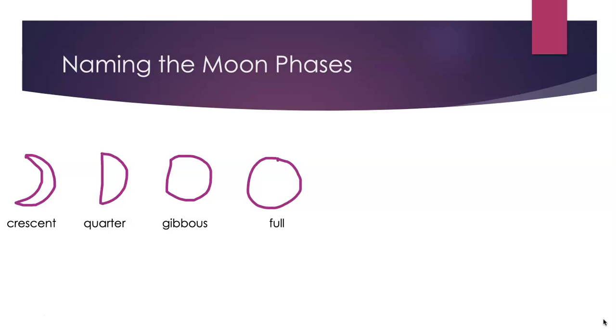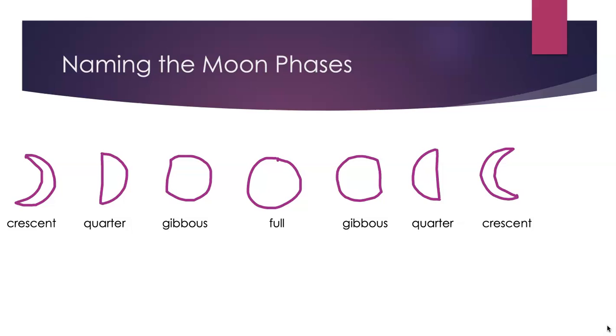Notice that as we go back down towards new again, the dark side, which in this case was on the left, is now going to be on the right. For example, here's the gibbous phase after the full moon, and the dark portion is to the right, whereas here it was to the left. Now we have another quarter moon, and again, notice that it's the mirror image of the one that happened before the full moon.